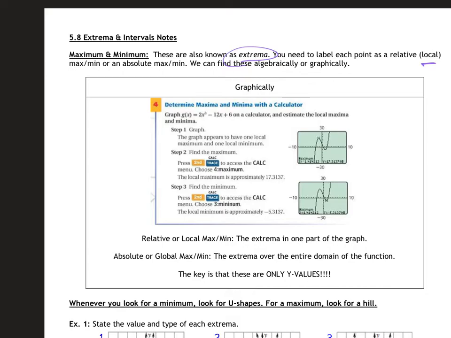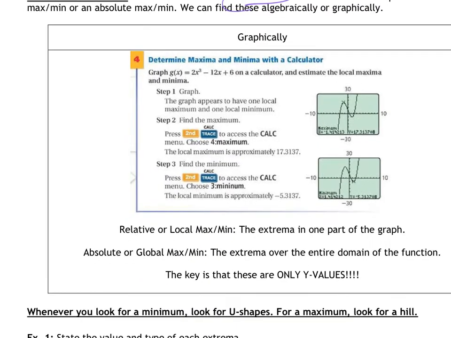So we can find these algebraically or graphically. So here are the steps for graphically. This is for your basic TI calculator, so a TI-83 or TI-84 or whatever you have that's comfortable. If you don't have that, you can use Desmos. That is what I use on my iPad. You can type it in there and you can click on the points that you want to find. So however you want, you can graph it. You can find maxes and mins that way.